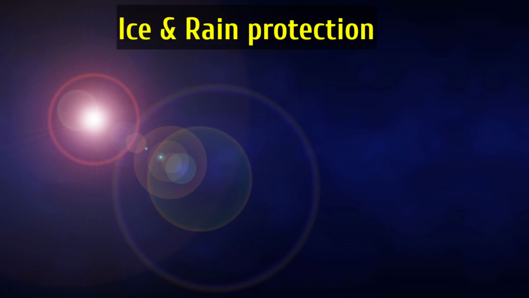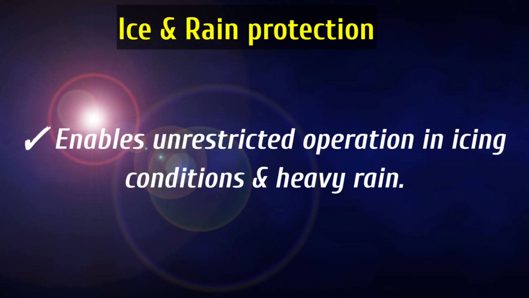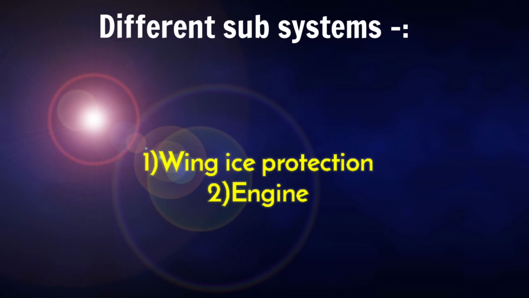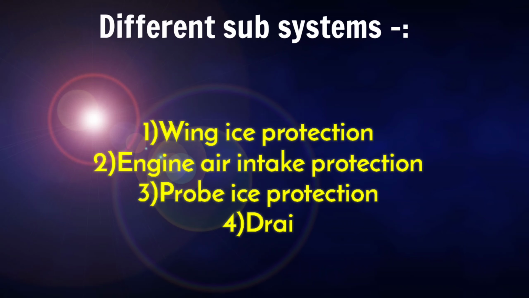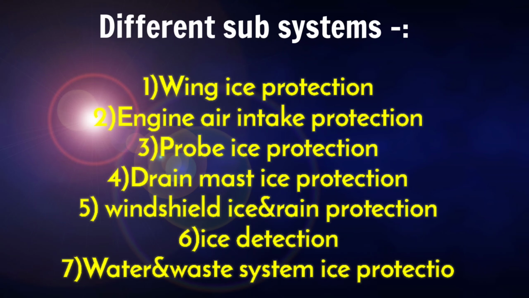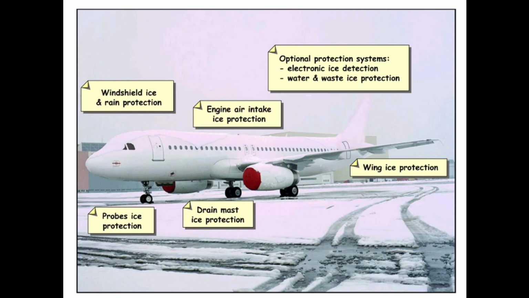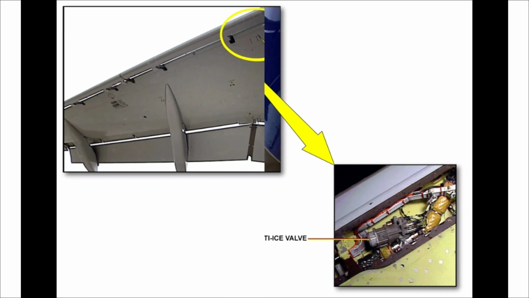So basically the ice and rain protection system enables unrestricted operation in icing conditions and heavy rain. The different subsystems are as follows: wing ice protection, engine air intake ice protection, probe ice protection, drain mast ice protection, windshield ice and rain protection, ice detection system, and water and waste system ice protection. Further down the video, we will discuss each of these systems individually one by one so that we all can have a basic understanding of how this entire protection system works.